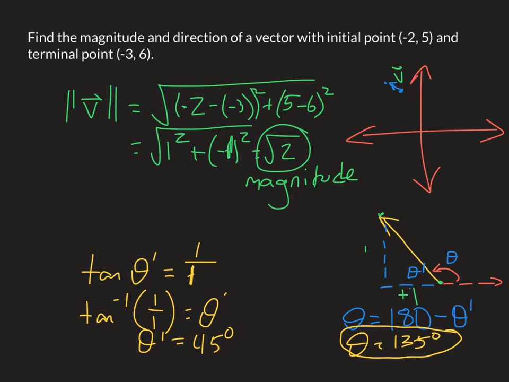It's 135 degrees is the direction it's facing or heading, and it's got a length or magnitude of the square root of 2. Okay, that's your introduction to vectors. For now, we are done.